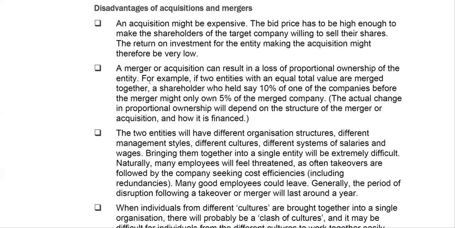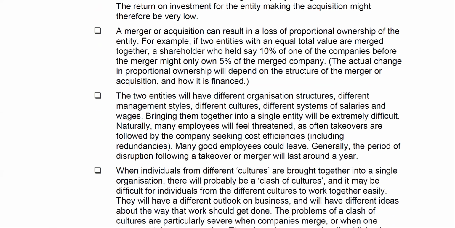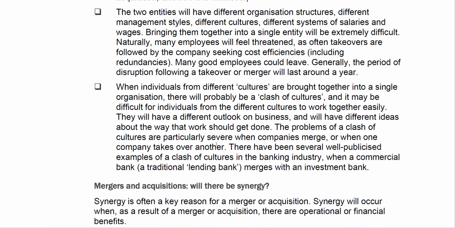It can lead to dilution of control. So for example, if two entities with an equal total value are merged together, the shareholder who held, say, 10% in one of the companies before the merger will now have his control diluted. He may only own 5% of the merged company. The actual change in proportional ownership will depend on the structure of the merger or the acquisition and how you decide to finance it, whether by cash or shares, right?